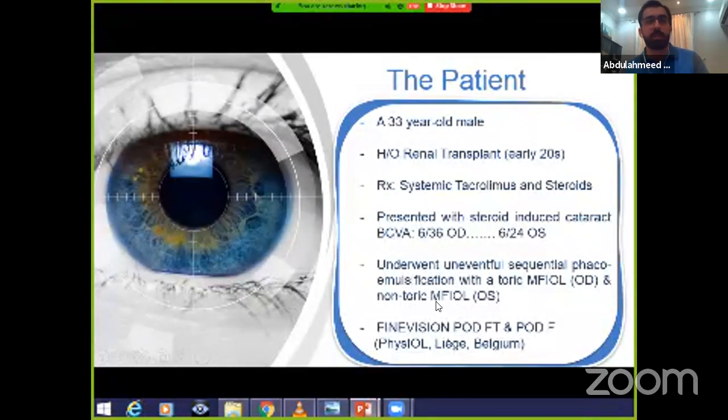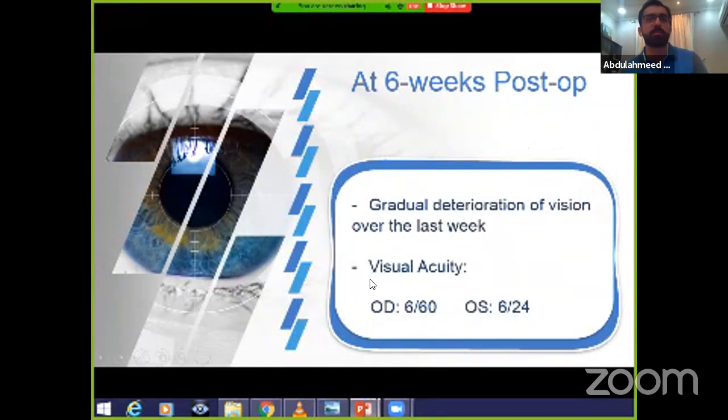The IOL choice at the time was FineVision by PhysIOL, which is a diffractive IOL. The first month post-operatively was uneventful. He tapered steroid slowly over a period of 1 month, and his vision improved. By the end of the first month, it was around 6/9 at distance, with excellent vision at intermediate distance and at near vision. He was spectacle free at that time.